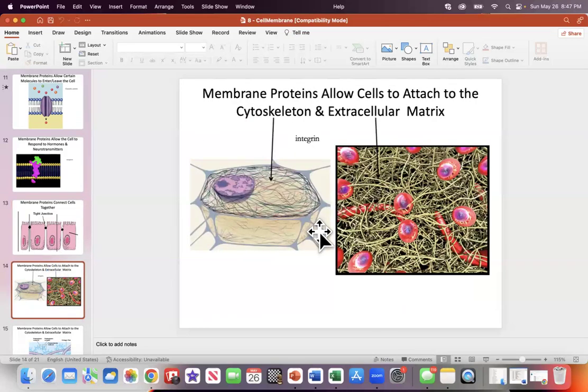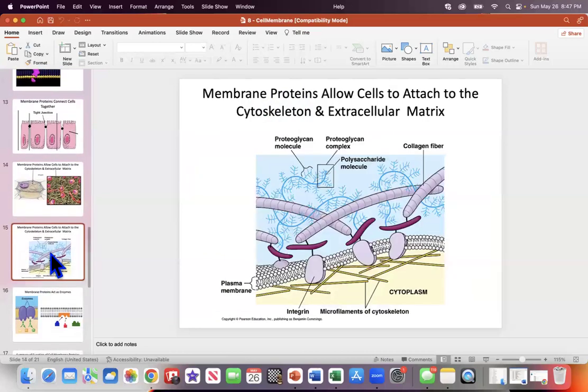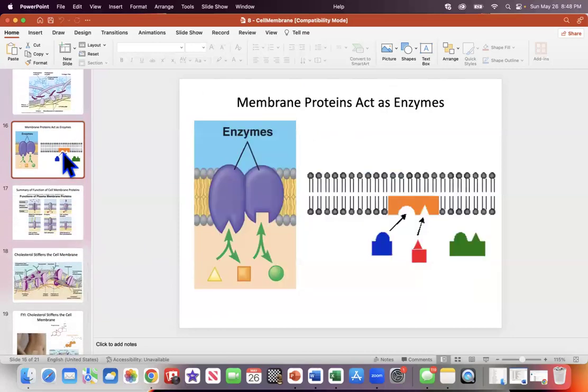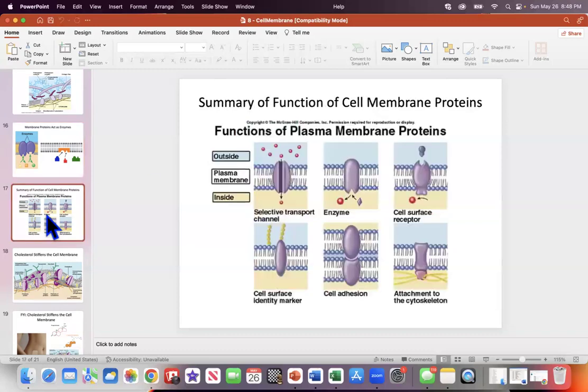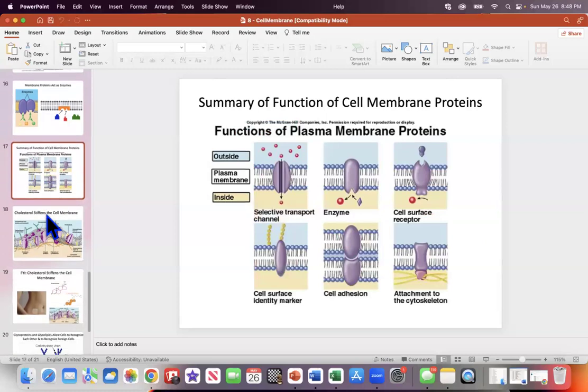Okay, and some membrane proteins allow the cell to attach. They connect to the cytoskeleton. The cytoskeleton is like the bones in your body, but it's the bone system in the cell. And another one connects the cytoskeleton to the extracellular matrix. So they can maintain the structure, and sometimes they can create movement. And some proteins are enzymes. We talked about enzymes; they help chemical processes happen in the body. So membrane proteins have a lot of different functions.